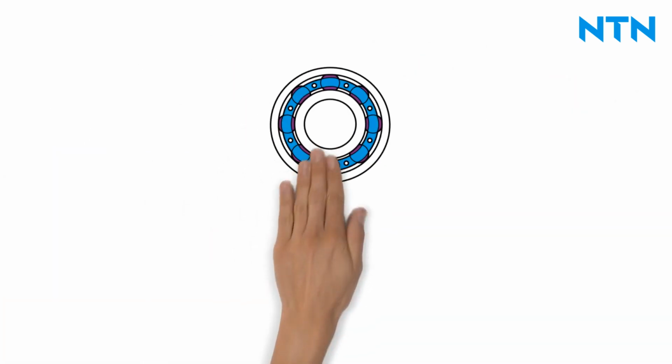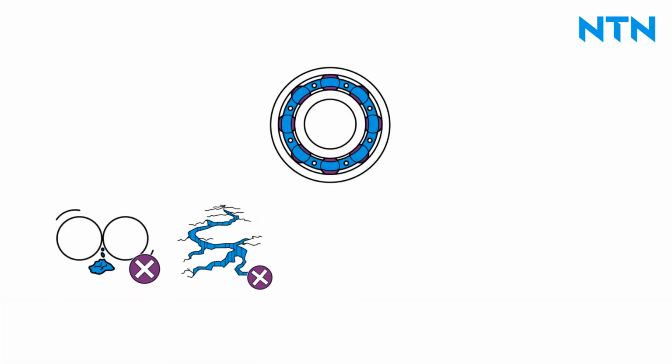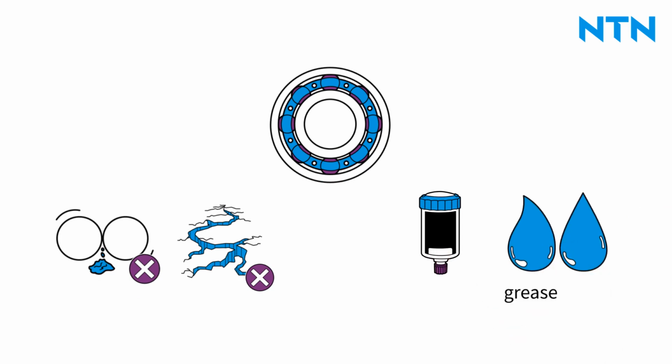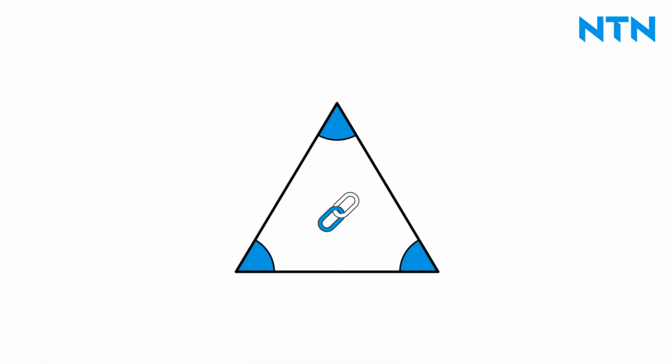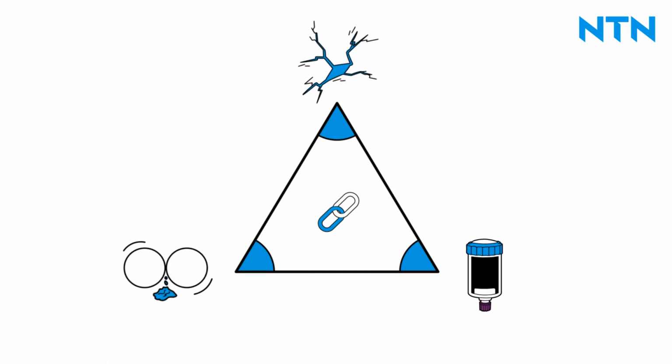In order to minimize friction and wear in a rolling bearing, correct lubrication is essential. Bearings are lubricated with either grease or oil. Tribology is the field that deals with the relationship between friction, wear, and lubrication.